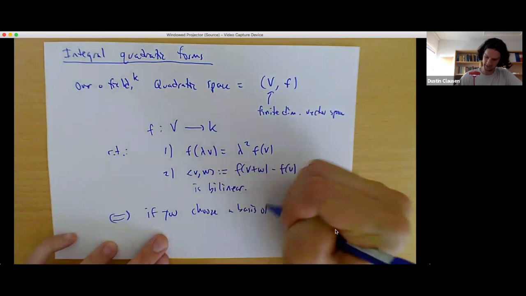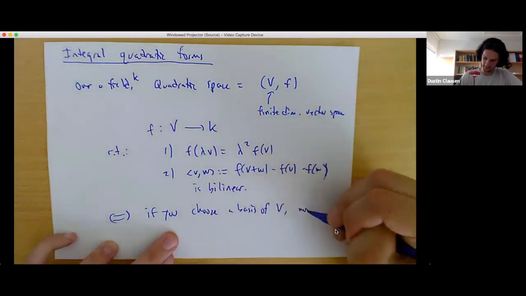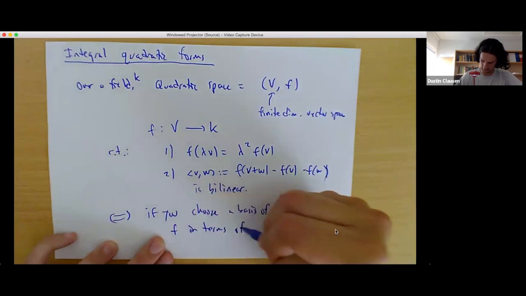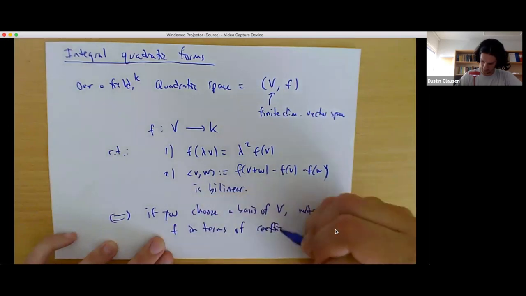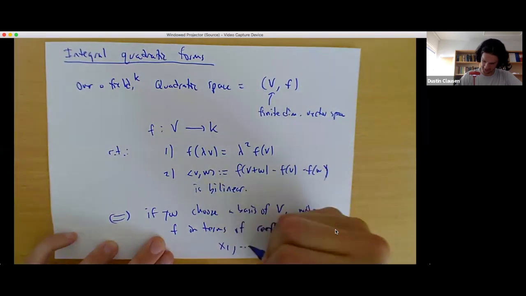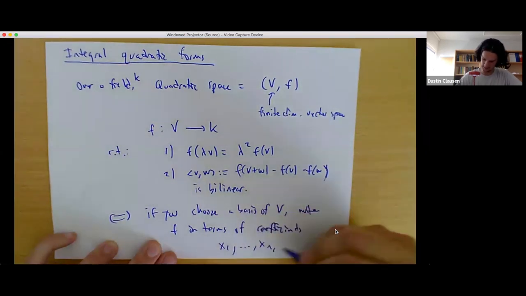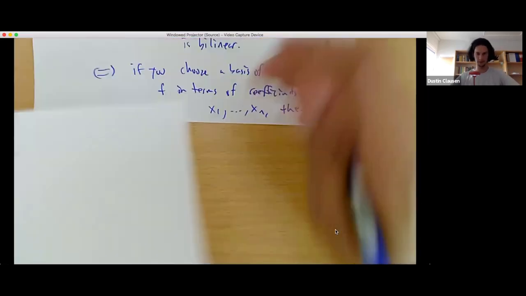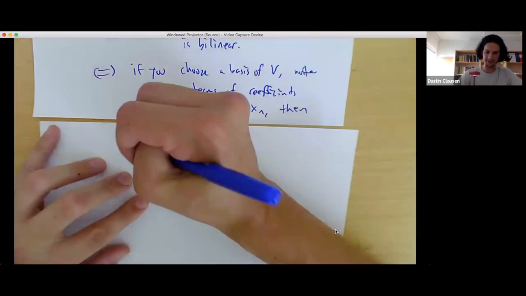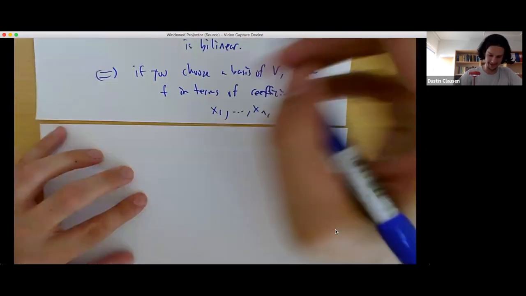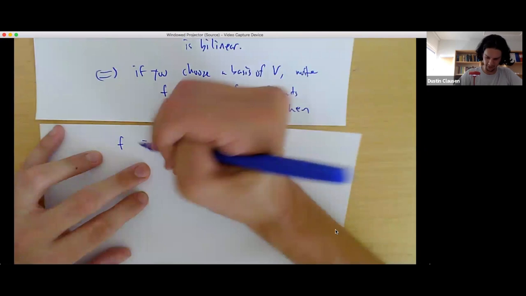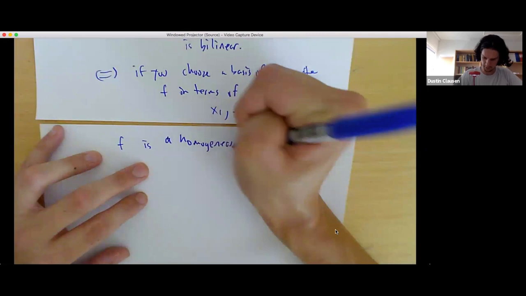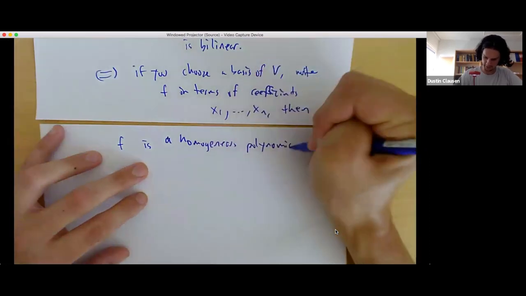of V, and then write F in terms of the coefficients, let's call them x1 through xn, then F is a homogeneous polynomial of degree two.